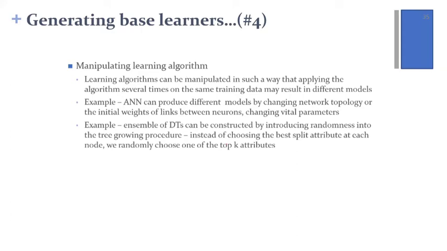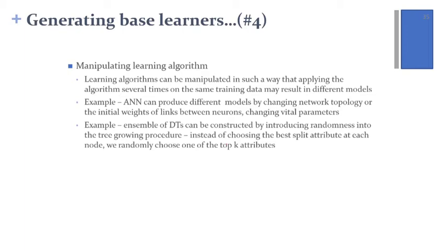Next one is generating base learners using manipulation of learning algorithms. In this example, we want to manipulate the learning algorithms themselves. We are not talking of just resampling data, no. We can fix the data. We are not talking of manipulating input features, no. We are not talking of manipulating class labels, no. We want to manipulate the algorithms themselves. You see? There are a couple of algorithms that are very unstable. These algorithms are potential ones that you can easily manipulate to get different models from them.